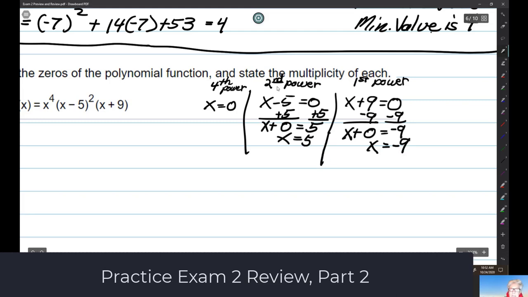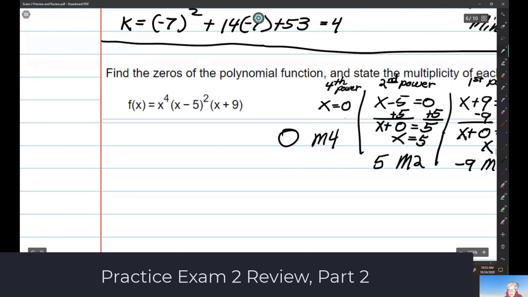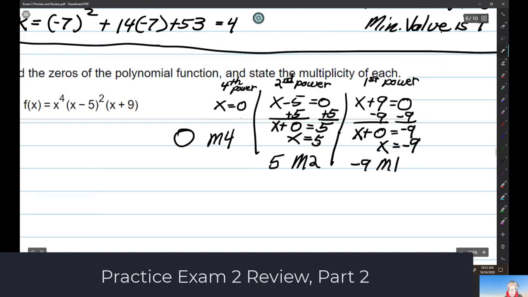Now the power on the factor is the multiplicity of the zero. So 0 has multiplicity 4, and 5 has multiplicity 2, and negative 9 has multiplicity 1. Find the zeros of the polynomial and state the multiplicity of each.